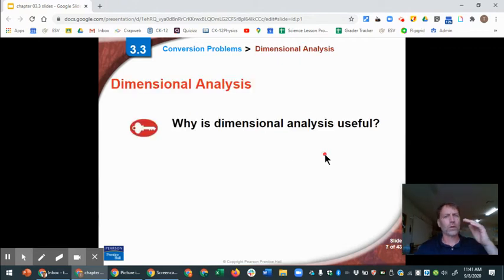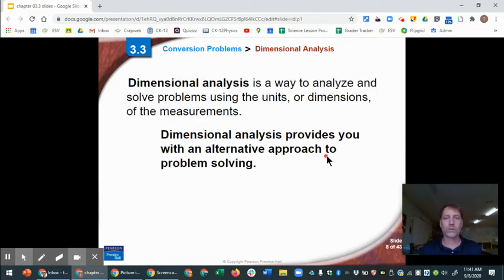Okay. So we're going to talk about dimensional analysis. Now, dimensional analysis will help you in two ways. Are you actually getting the answer you're looking for? And it'll help you analyze, does your answer make sense? If you do dimensional analysis, this will help you out. So dimensional analysis is a way to analyze the problem just by using the units or the dimensions. It provides you an alternative approach to your problem solving.